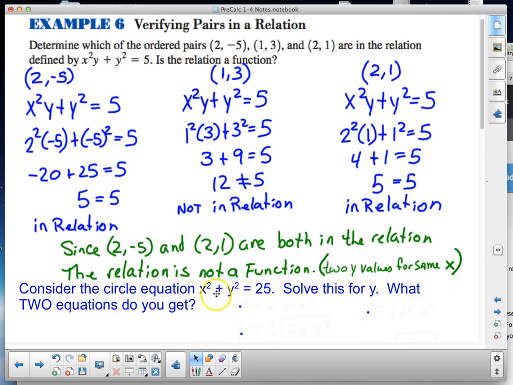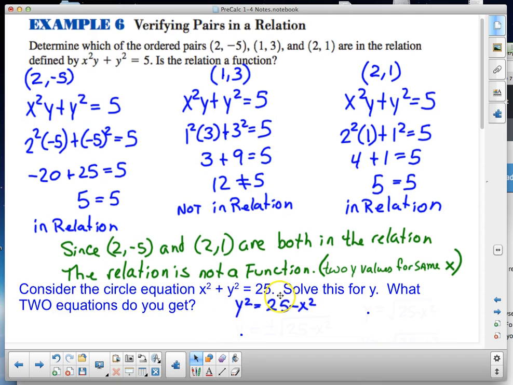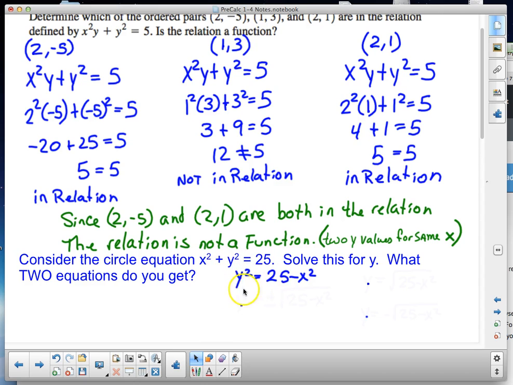When I consider the circle x squared plus y squared equals 25 and solve this for y, what two equations do I get? Well, I subtract x squared from both sides, and then I take the square root of y squared and the square root of 25 minus x squared. I get plus or minus the square root of 25 minus x squared. It's important to keep in mind that since I will have two y values for every x input, this will not currently be a function.